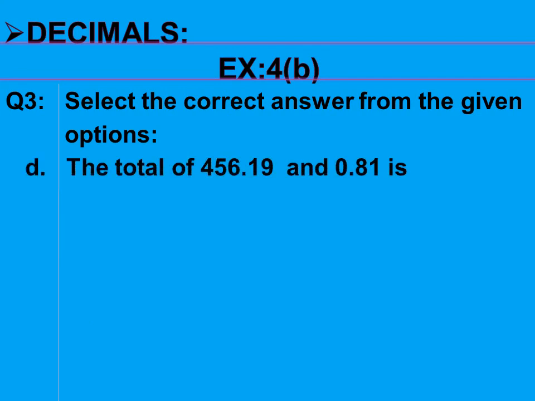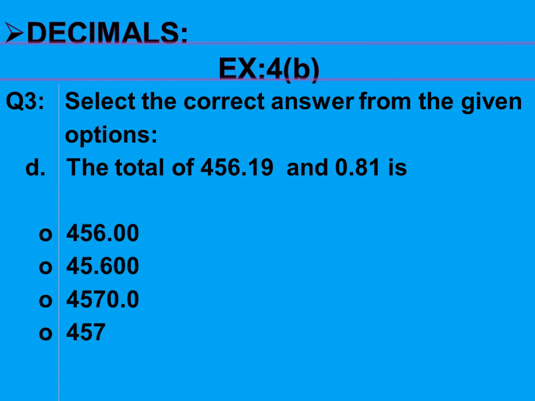Now dear students, part D. The total of 456.19 and 0.81 is. 4 options are given. Dear students, the word total is used in the statement. This means total means sum or addition. Okay. So let's see what will be the answer when we add these two decimal numbers.